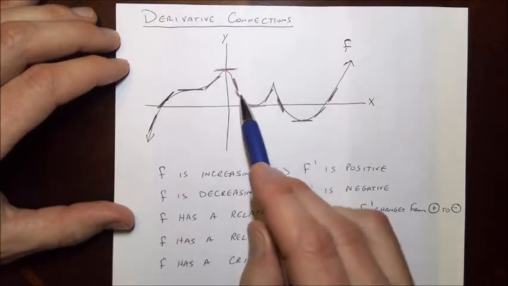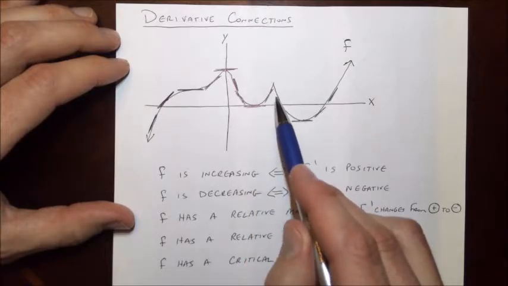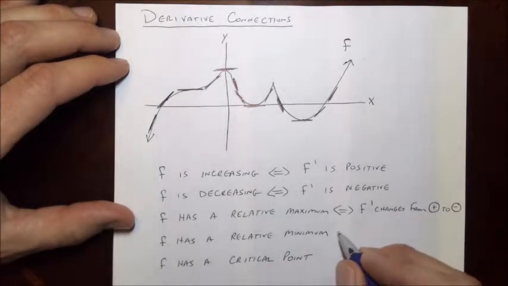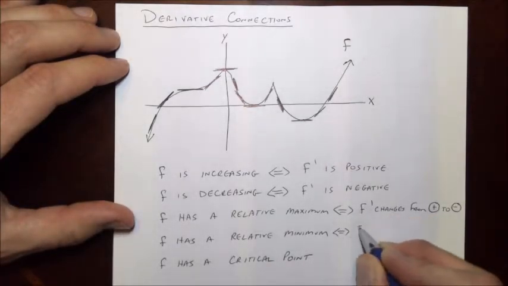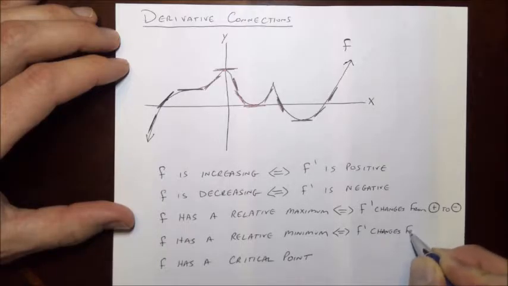We also have two mins, here and here. Before the mins, the slopes were negative, and after the mins, the slopes are positive. So we can say that f has a relative min when f prime changes from negative to positive.